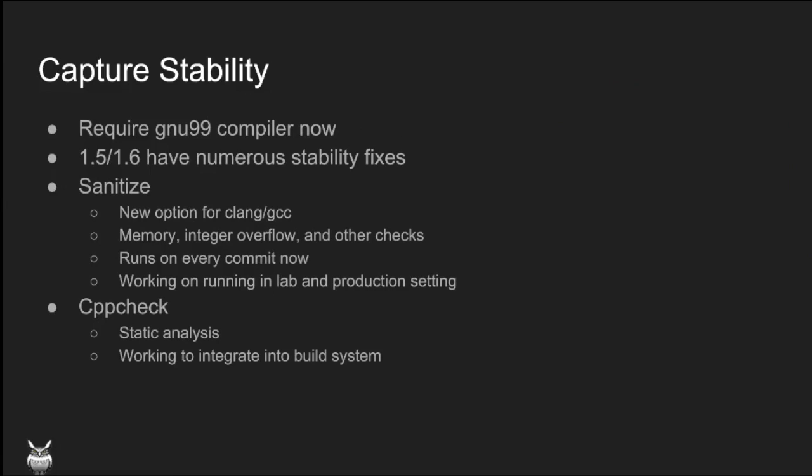Capture stability. So we upgraded our compiler for everybody. We're now on GNU 99, so we're almost recent, right? But it used to be like using a standard from who knows how long ago. But that's added some new features that we can use, and it's on all of the different systems that we support still. We've spent a lot of time, like I mentioned before, on stability fixes, making sure capture doesn't crash or have any memory issues, and we are using 2 tools to support that.